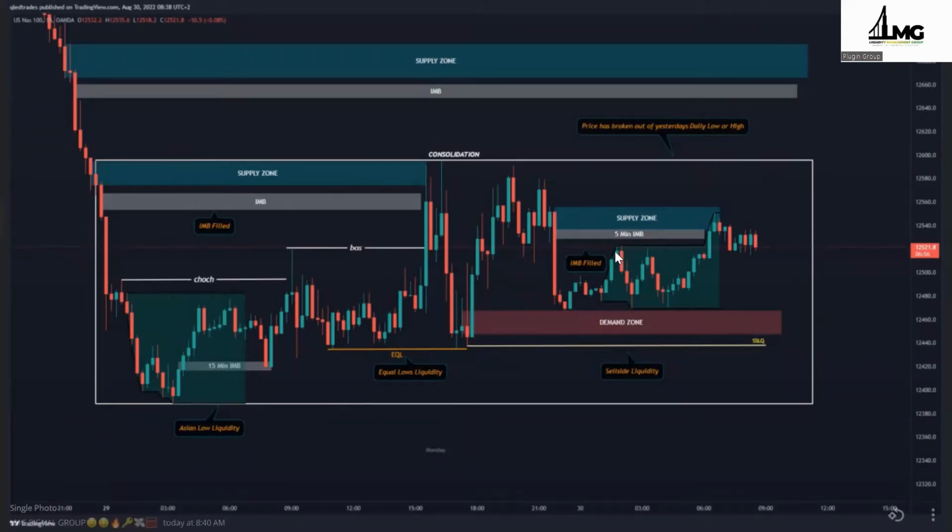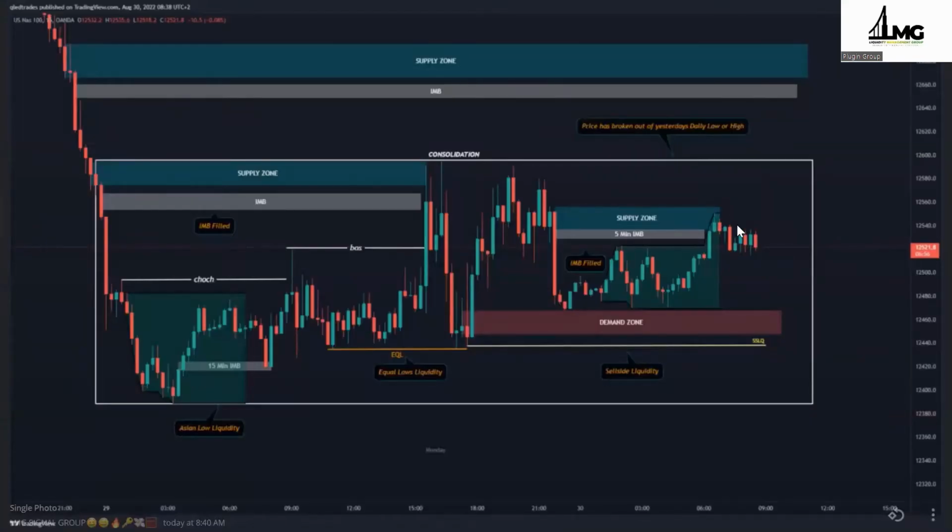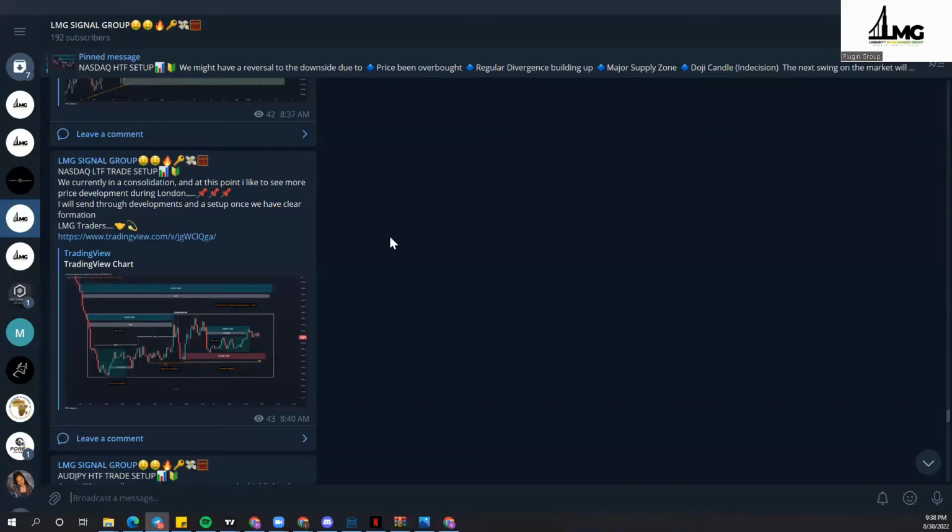So in this case, I was in the lower time frame, anticipating price to form some form of manipulation in the London session, and then eventually push to the downside. So I was expecting price to probably react off the supply zone and then push down.